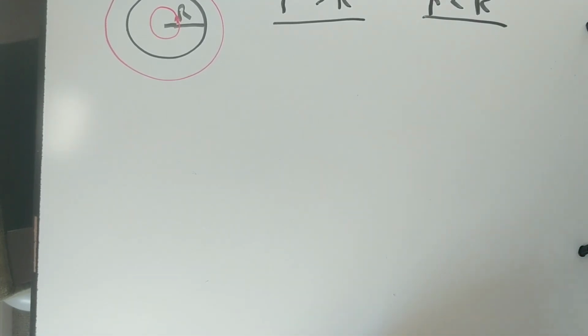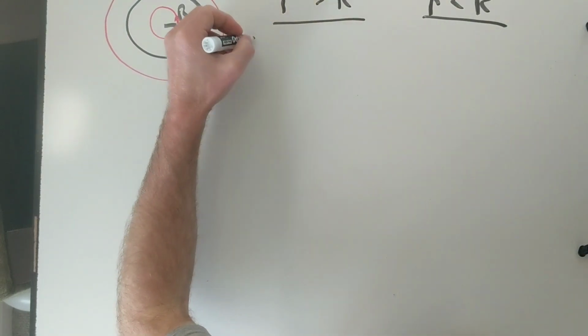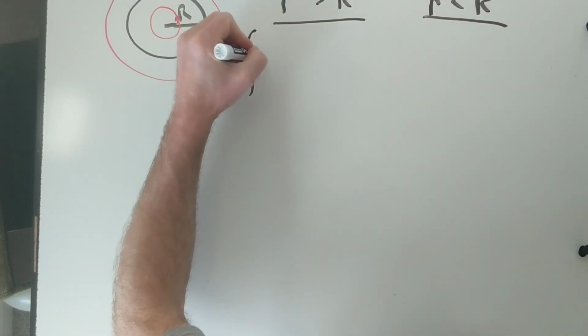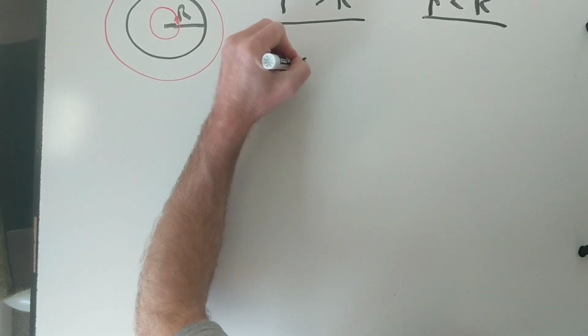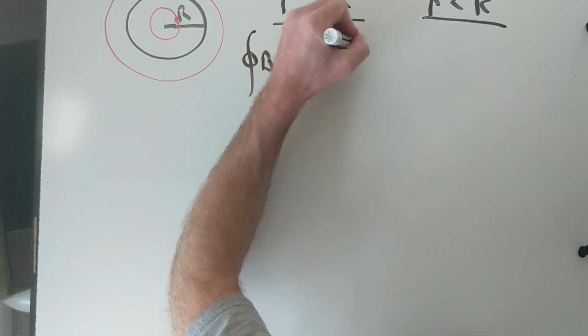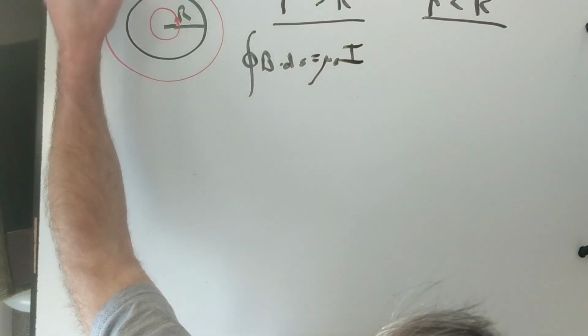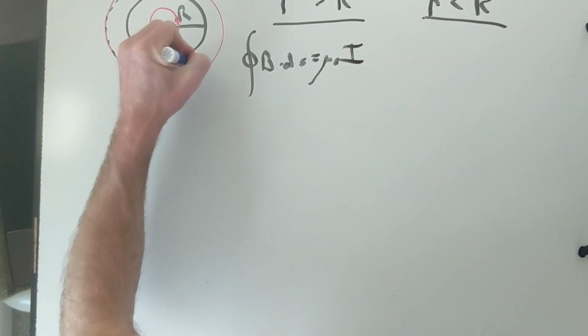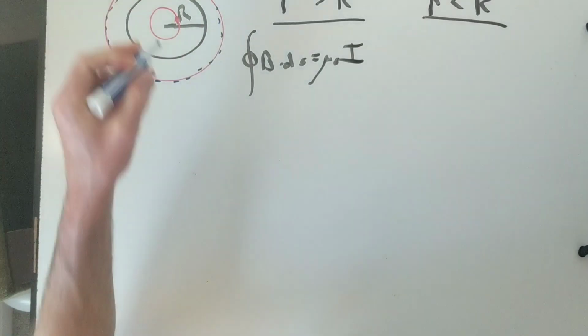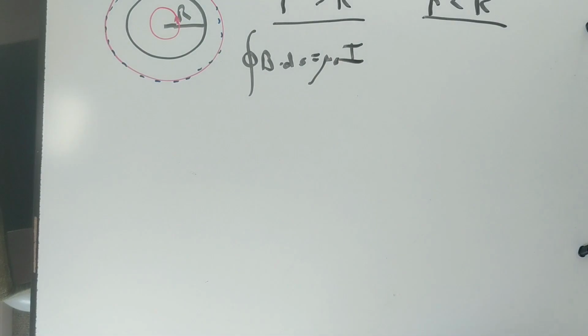So if we look at Ampere's law, the first thing, the integral of B dot ds equals mu naught times the current enclosed. And we're going to do the outside first. So for the outside, what I do is I choose a path that matches the magnetic field. That path is a circle. So I'm going to choose a path here that matches the magnetic field. It's a circle. And there I have it.